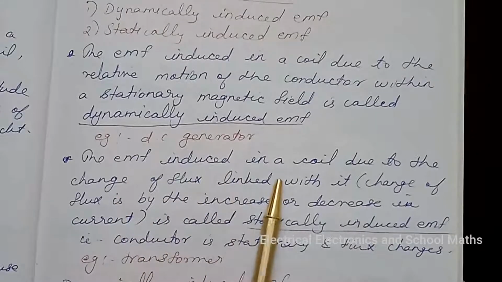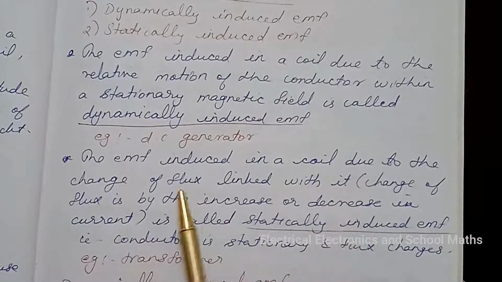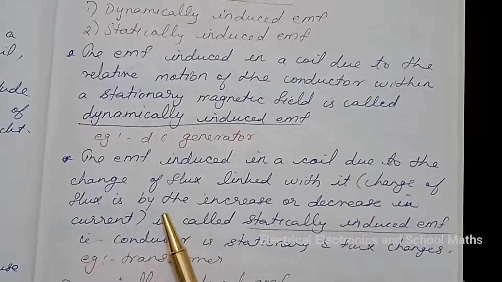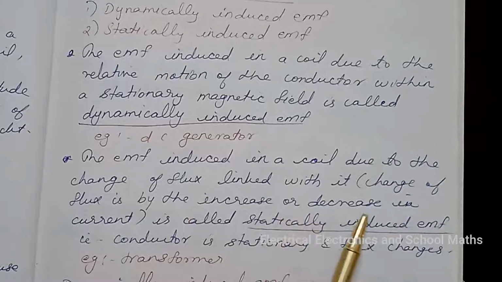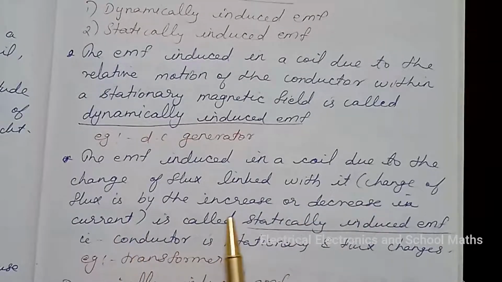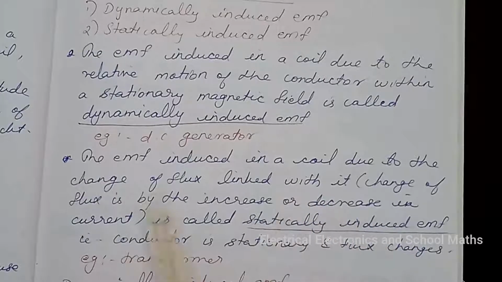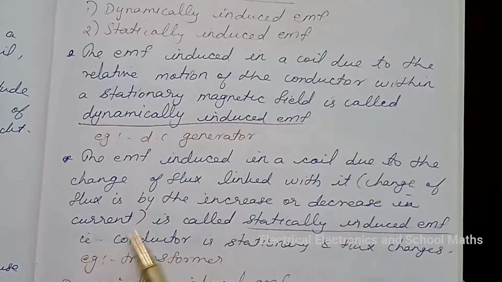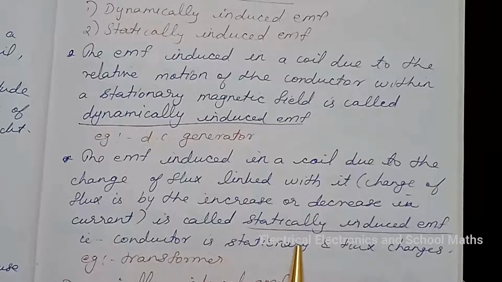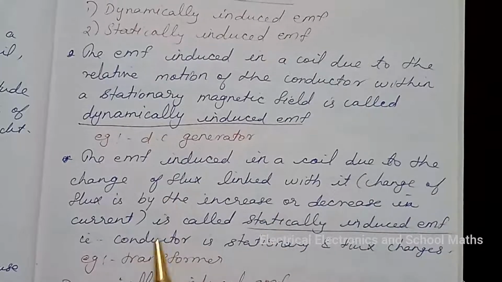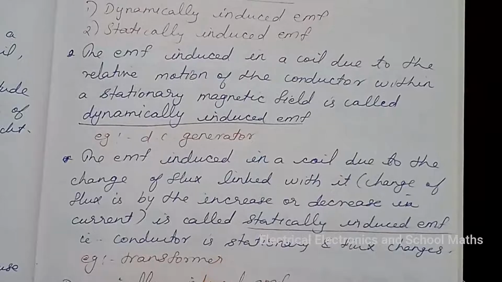The EMF induced in a coil due to the change of flux linked with it, where the change of flux is by the increase or decrease in current, is called statically induced EMF. That is, here the conductor is stationary and the flux is changing. Example, transformer.